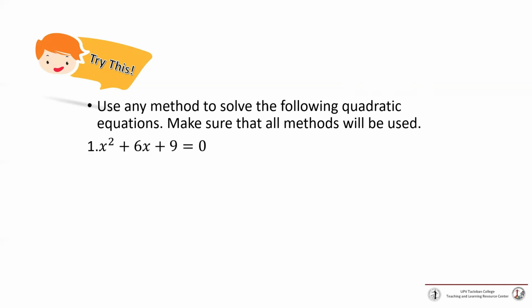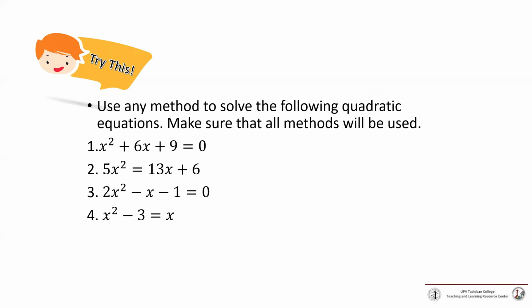The first is x squared plus 6x plus 9 is equal to 0. All you need to do is solve that using all the methods that we had. Number 2, 5x squared is equal to 13x plus 6. Number 3, 2x squared minus x minus 1 is equal to 0. Number 4, x squared minus 3 is equal to x. Number 5, negative r squared plus r plus 1 is equal to 0.